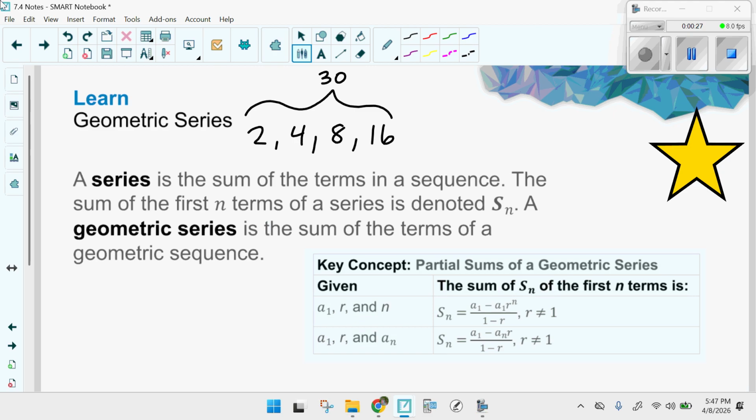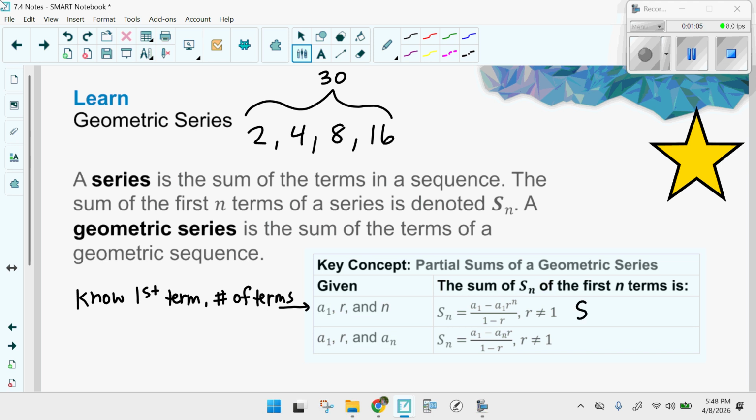And in a series, we have a couple of formulas that we can use to find the sum of all of the terms. So our first formula uses a sub 1, r, and n. This formula is used when we know the first term and we know how many terms. So using our example from above, we know the first term is 2.